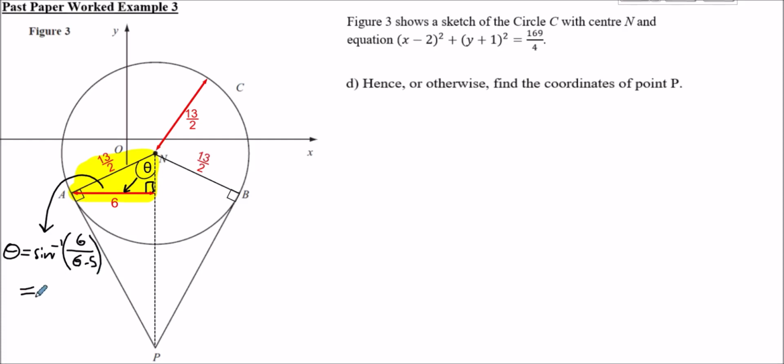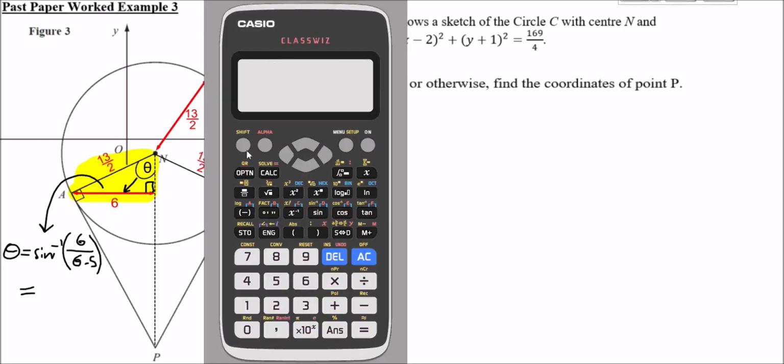So let's work out what that gives us. Again, you'll need a calculator for this one. So shift sin 6 divided by 6.5, press equals, and you should get 67.38 and something else. Now normally I'd say to round off to 3 significant figures, but finding the angle isn't the final answer. Finding this angle is just an intermediate step.